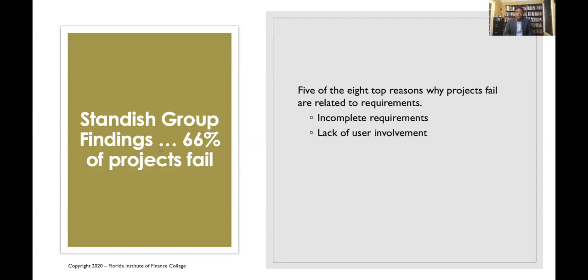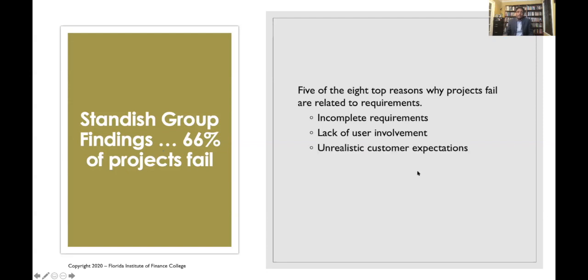Of course, lack of user involvement, because oftentimes we have several projects that are completed on time, even under budget, but they still just sit on the shelf, on the desk, because if you are not involving the end users, they will be the first to tell you how your project is not working. So lack of user involvement in collecting requirements is another reason why those projects fail.